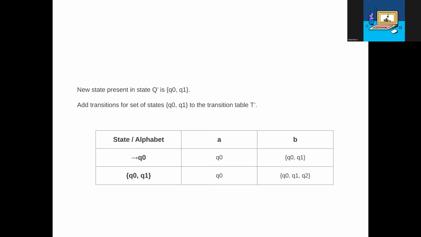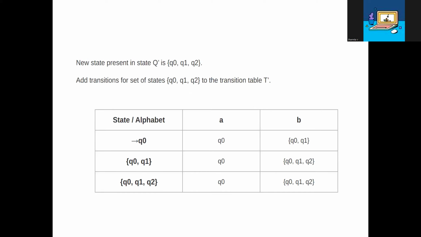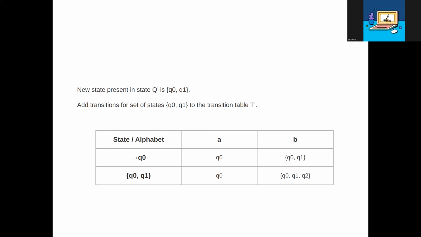In Q0, Q1, if we give input A, Q0 goes to Q0. If we give input B, Q0 goes to Q0, Q1, and in Q1, input B goes to Q2. So you can write it as Q0, Q1, Q2. Here the new state is Q0, Q1, Q2.